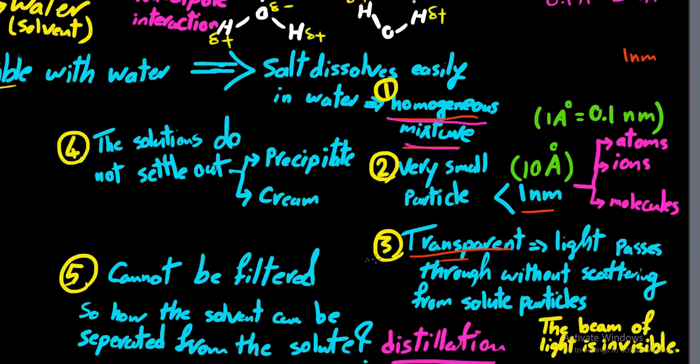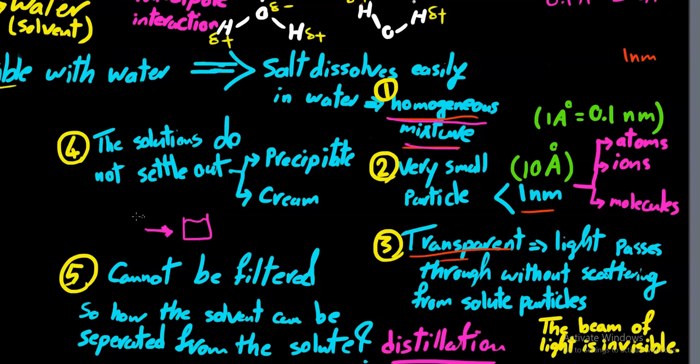What does it mean? It means when we shine, suppose this is a beam of light, and we've got a solution of sodium chloride in water or sugar in water, when we shine a beam of light towards this solution, we cannot see the beam of light in the solution. So light passes through the solution without scattering. So when we haven't got any scattering, we cannot see the beam of light here.